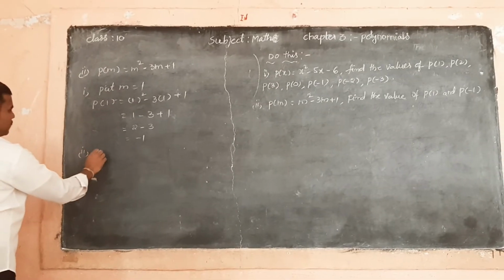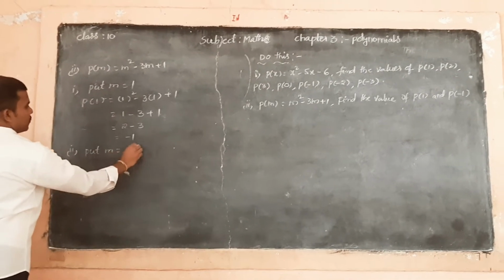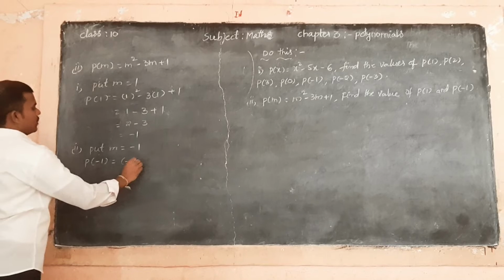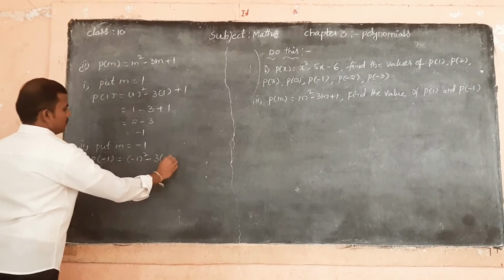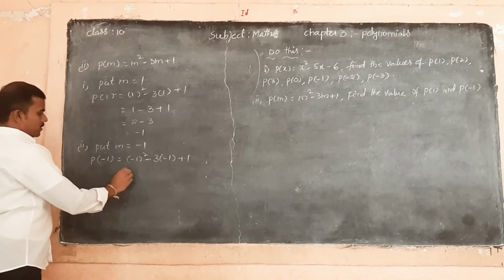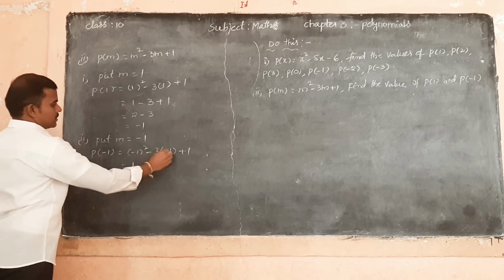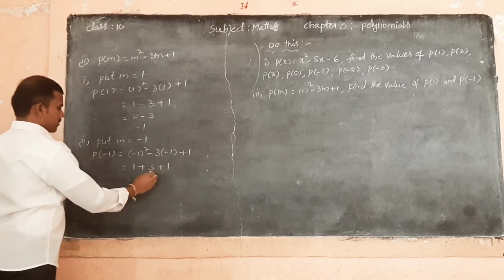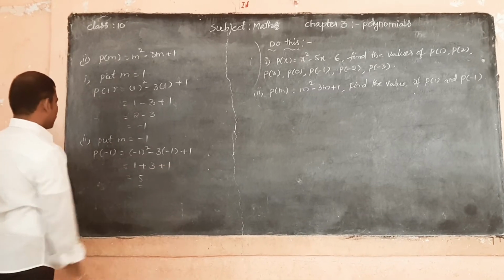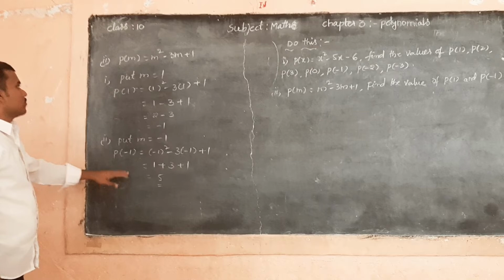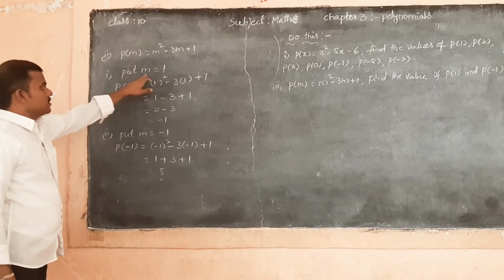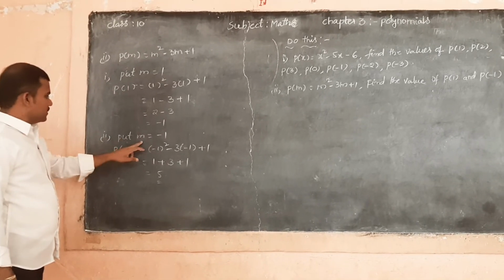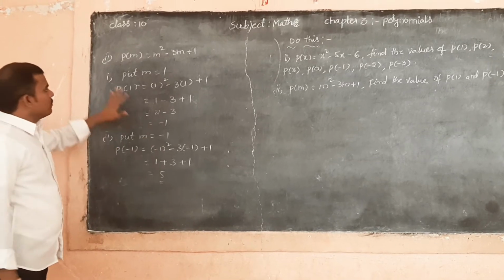Next, second question. Put m is equal to minus 1. So P of minus 1 is equal to minus 1 whole square minus 3 into minus 1 plus 1. Minus 1 whole square means 1, minus into minus is plus, 3 ones are 3, plus 1. So 1 plus 3 is 4, 4 plus 1 is 5. So 5 is the value of the given polynomial. So here put m is equal to 1, we will get the value of the polynomial. Put m is equal to minus 1, we will get 5 as the value of the polynomial.